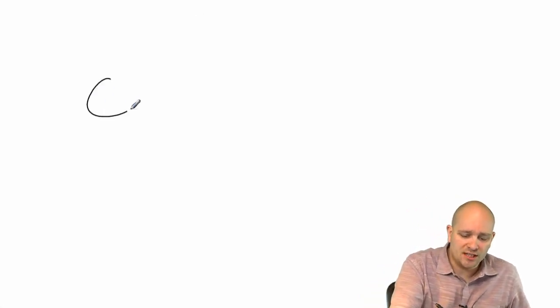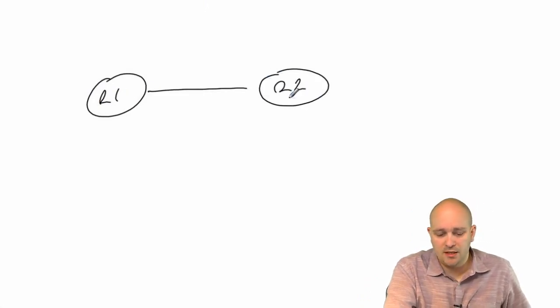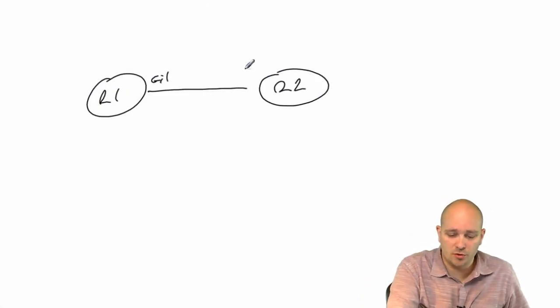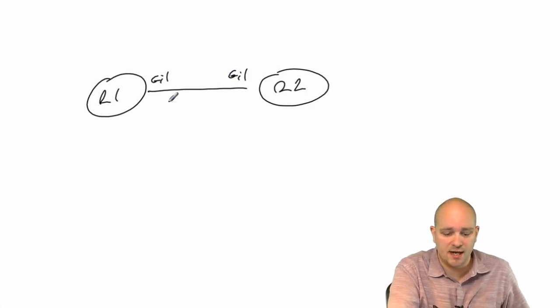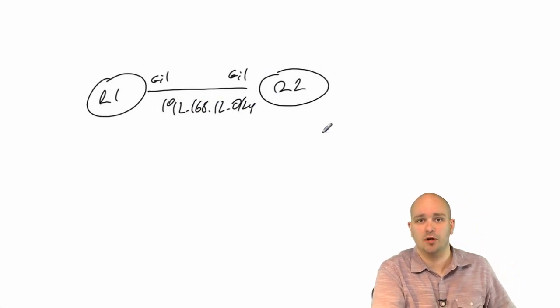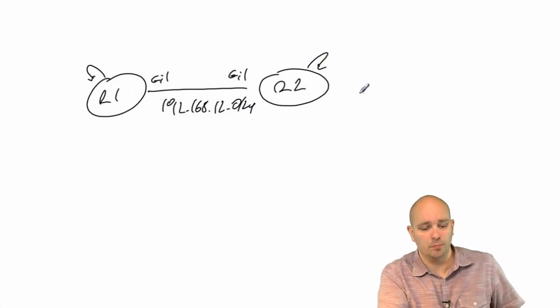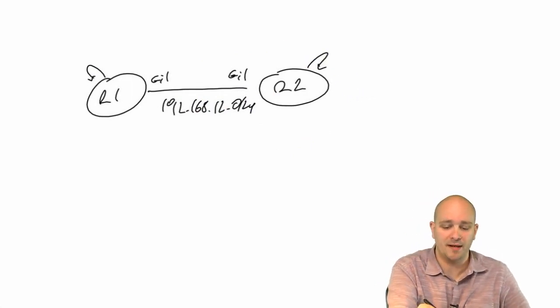Let's now take a look at a very simple BGP configuration in action. What I'm going to do here is set up just two routers, my R1 and R2, interconnected on gigabit interface 1 on this side, gigabit interface 1 on this side, and I want to run the 192.168.12.0/24 network between them. There is going to be a loopback here and a loopback here, but we'll get to loopbacks in a moment.